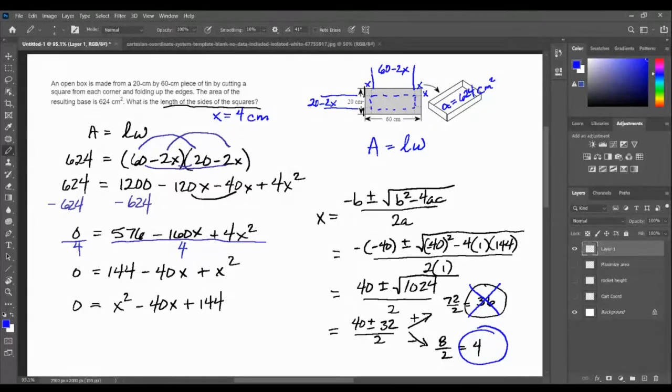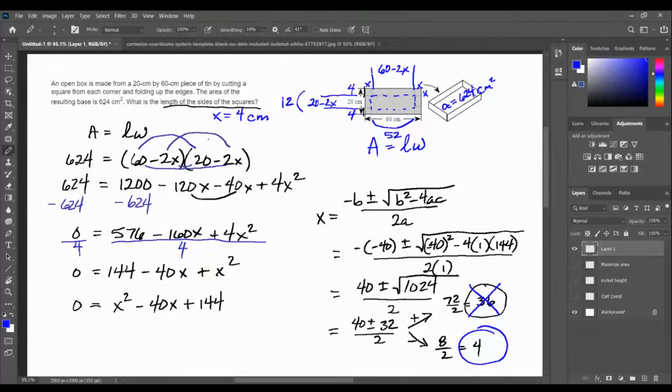Now we can check that. This is 4, and that's 4. We've cut 8 off. This becomes 12. If we cut 8 off of 60, I'll do it down here, this becomes 52, and 12 times 52 is our 624. I just checked it, and that is true. So we were able to double check that that works. So that's how we would solve that.